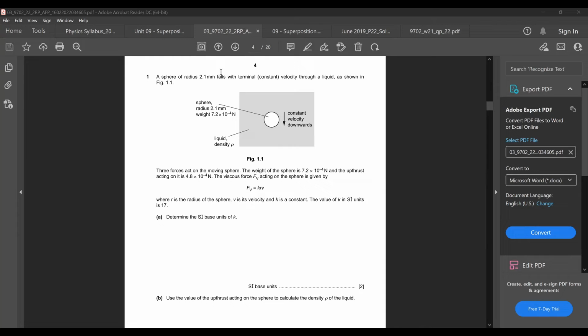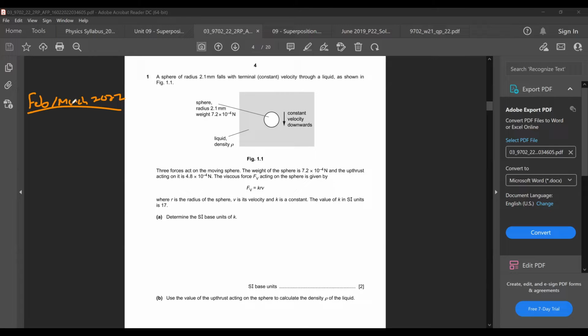Okay, so let's go to the February-March 2022 papers that I just gave to you guys. All right, so this one we'll consider as something like a revision of the entire syllabus, and then from there we can identify whether you have any big problems with certain chapters.